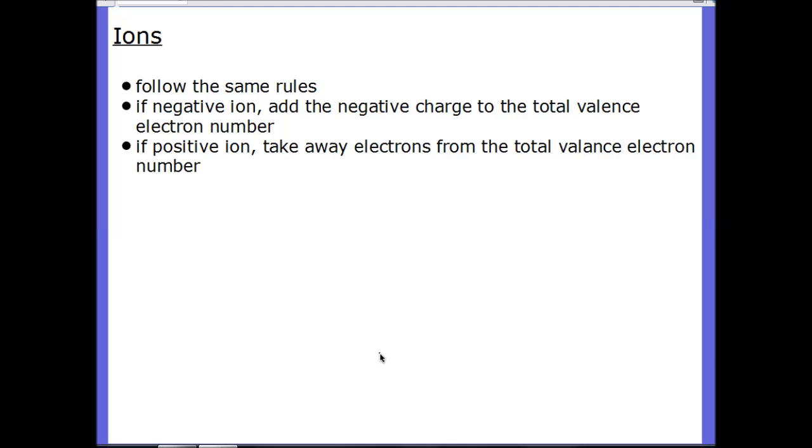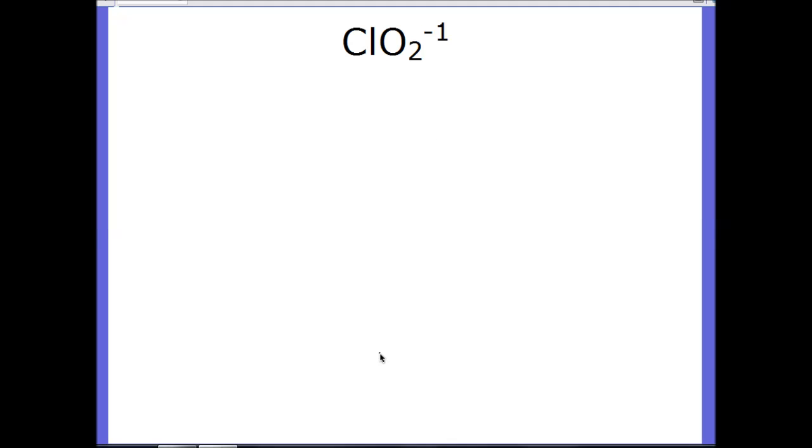Alright, so let's take a look at the chlorite ion. Let's go ahead and add up our total number of valence electrons. Chlorine is in group 7, so it has 7 valence electrons. Oxygen is in group 6, so it has 6 valence electrons, but there are 2 of them. That gives me 12 plus 7, that's 19.